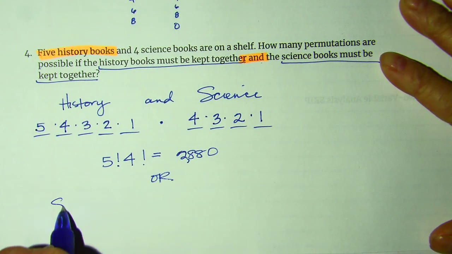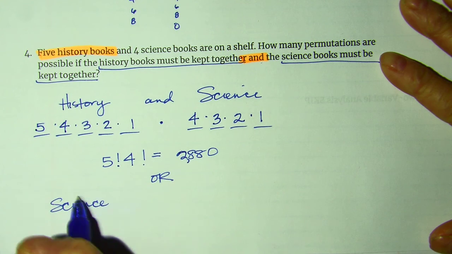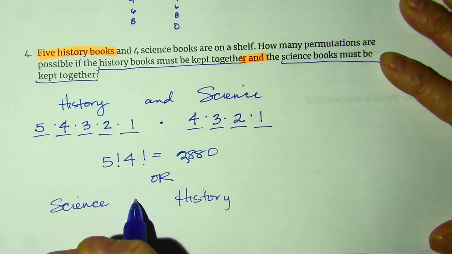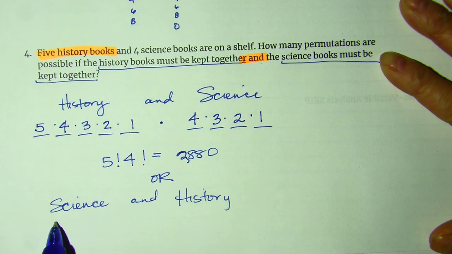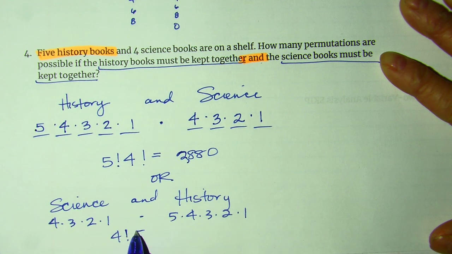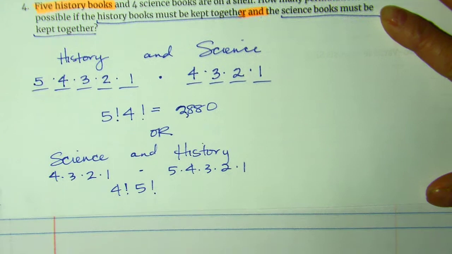Now, it didn't say that history books have to come first. So I could put science first and then history, which would be 4 times 3 times 2 times 1 times 5 times 4 times 3 times 2. And we already know what that answer is. Notice I just switched the order.